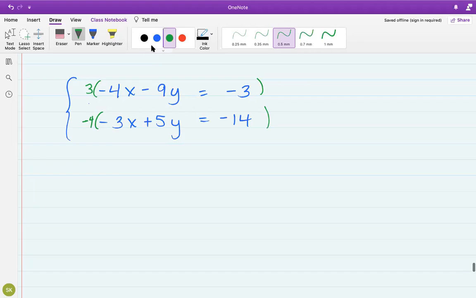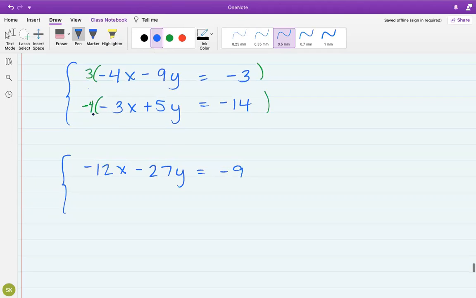If we do that, notice that our system now becomes negative 12x, negative 27y is equal to negative 9, multiplying every single thing by 3. And then here I'm going to get a positive 12x and negative 20y, and this looks like a negative 56, a positive 56. Notice why I chose one of them to be negative and one of them to be positive: I need these to have opposite signs so that when I add them together, they go away.